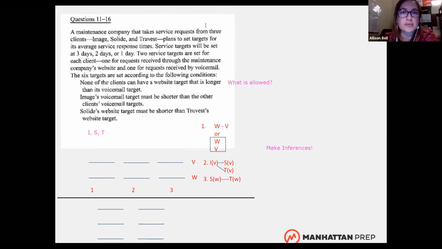So I'm going to go through my rules and think about what types of inferences I can make. And I'm going to start with ones that have specific letters in them because those are a bit easier to work with. So I know that I's voicemail target has to come before S and T. Whenever I have an ordering rule like this, I always want to think about what I call falling off the end inferences.